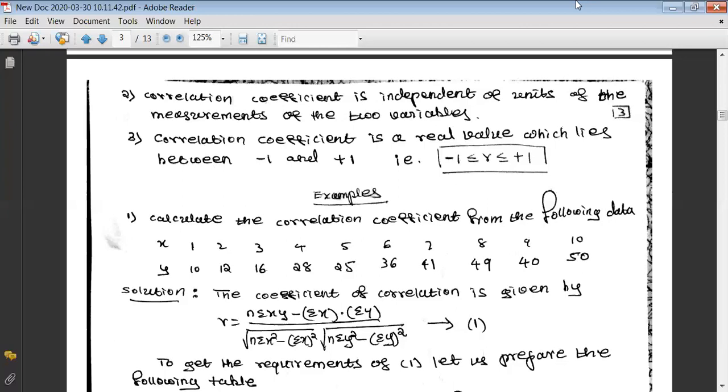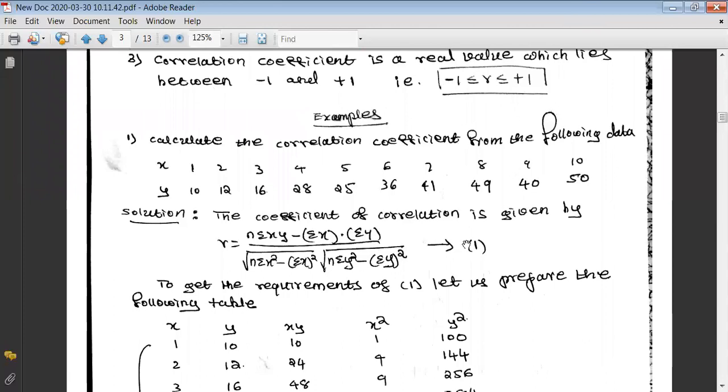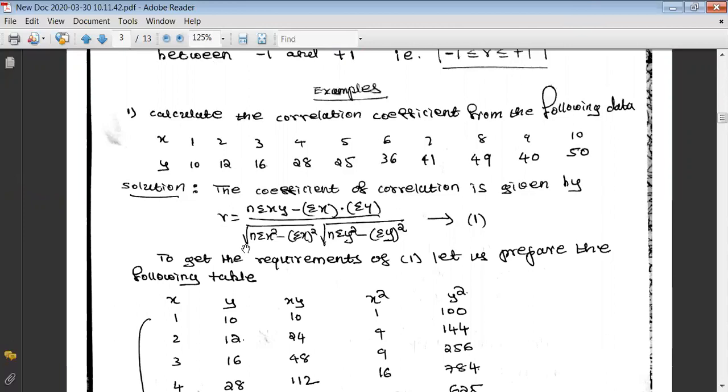Now, in order to understand the theoretical concept, let us go for some examples to get the theoretical part in a better manner. First problem: calculate the correlation coefficient from the following data.